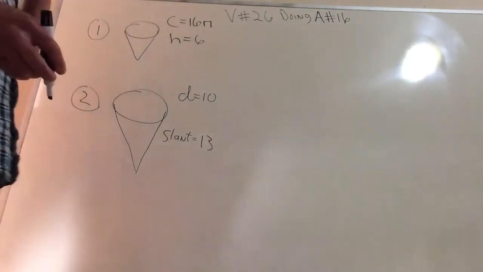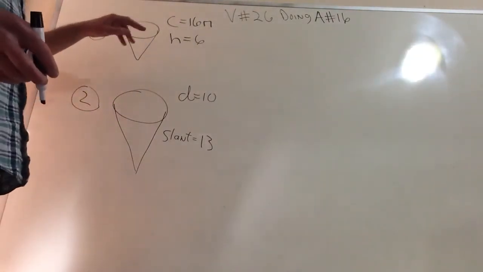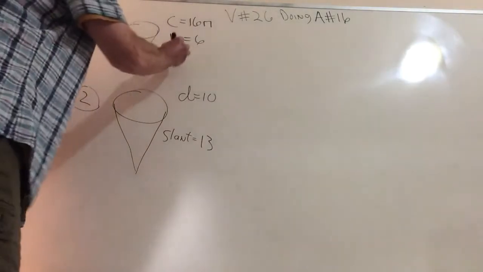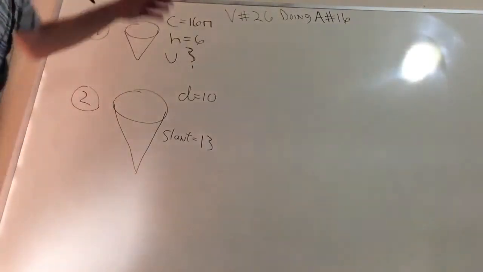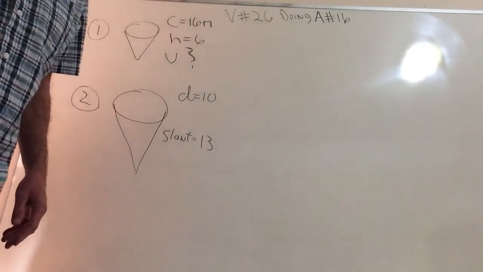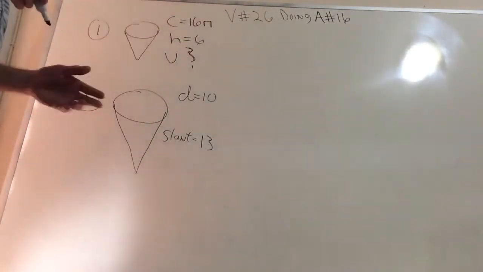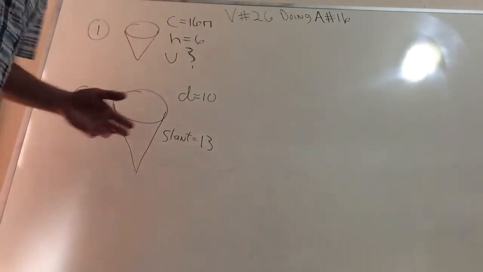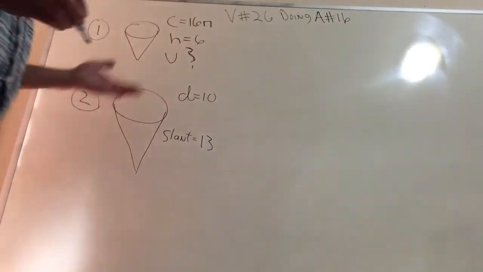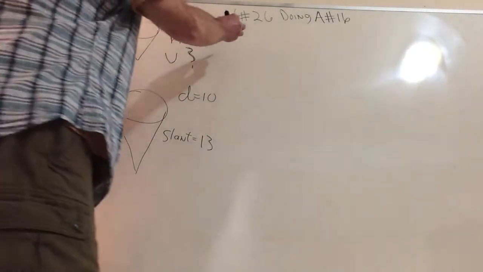Okay. So question number 1 is asking you to find the volume of a cone here. You should understand by now that C refers to the circumference and H, of course, is the height. So yet again, I'll do this again. You have to understand it. It's 8th grade math. So here we go again.